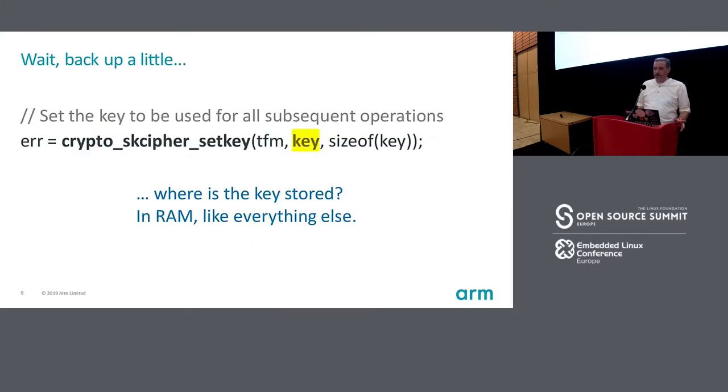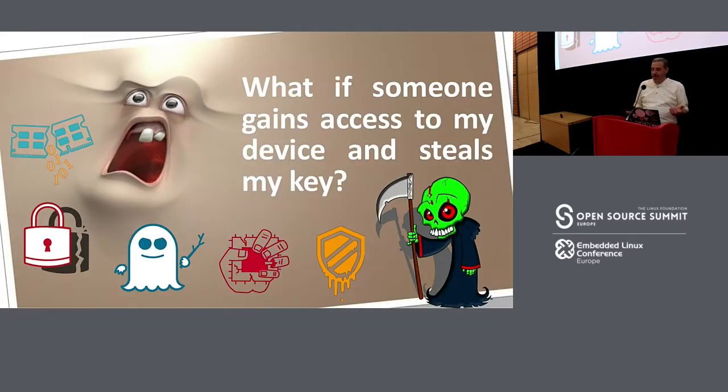Wait, let's back up a little. I've shown you before this line, crypto_skcipher_setkey, that says, okay, here's a pointer to the buffer in memory with the key that I want to use for the encryption or decryption operation. And this, of course, implies that the key sits simply in regular system memory like anything else. At this point in the presentation, if you're not panicking, it means you are not paying attention.